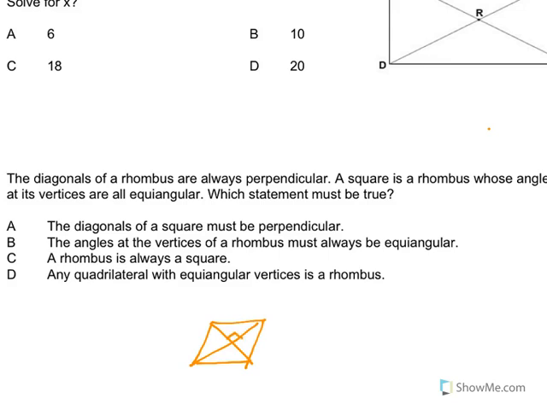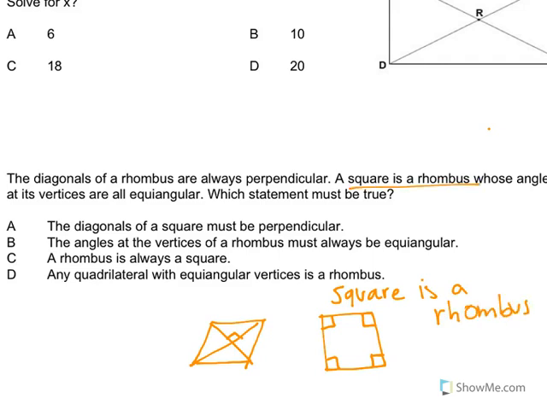The square is a rhombus whose angles at its vertices are all equal angular. So the square has 90-degree angles in the corners, but a square, it says, is a rhombus. And that's really important here. A square is a rhombus. And you didn't need to know that. We told you that right here. Which statement must be true? The diagonals of a square must be perpendicular. The angles at the vertices of a rhombus must be equal angular. A rhombus is always a square, or any quadrilateral with equal angular vertices is a rhombus.